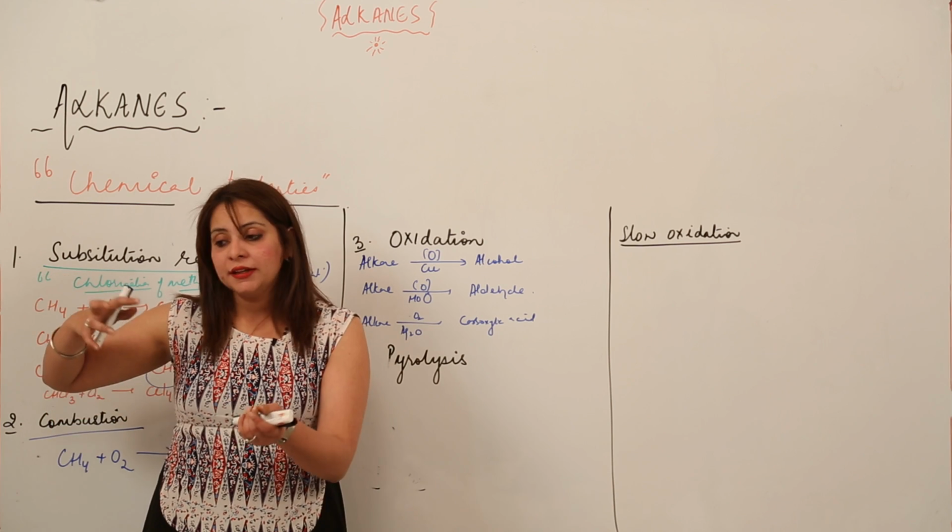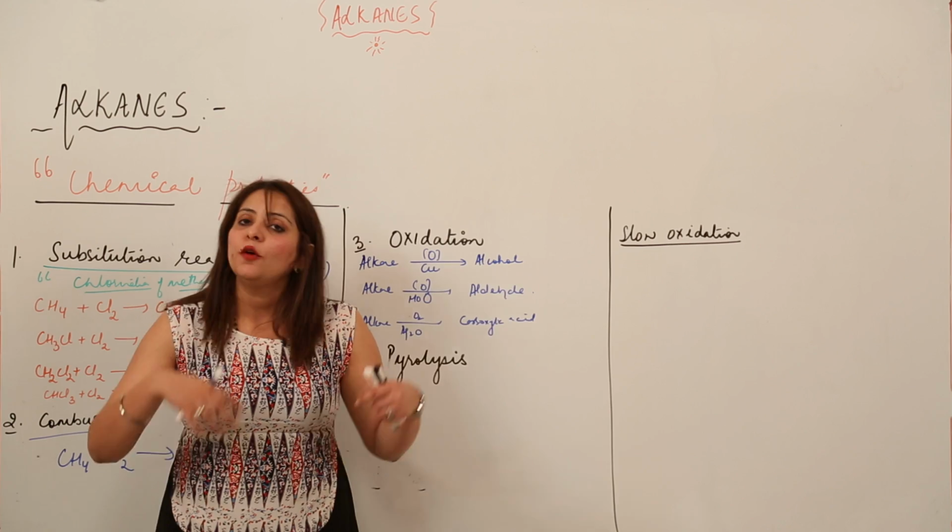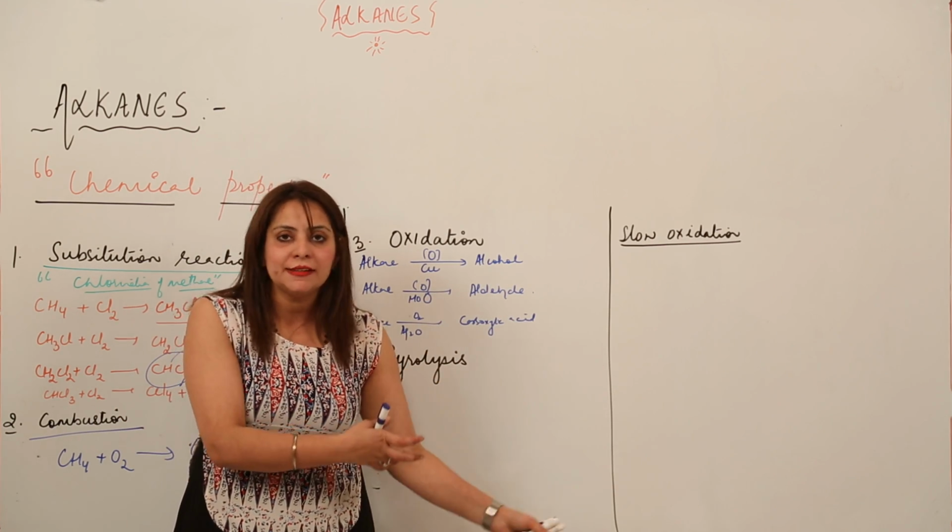Like if the member on the left-hand side belongs to the second member, that means the ethane one, obviously you are going to get the ethane member on the right side.